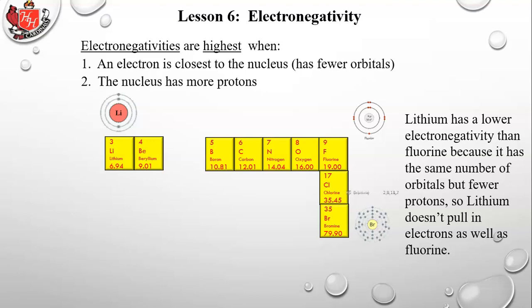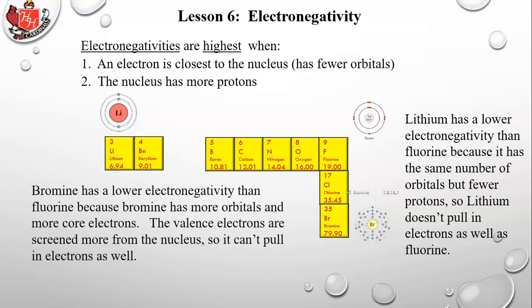So again, it doesn't have a lot of protons. Protons are what are going to pull in the electrons because protons are positive and the electrons are negative, but lithium doesn't have very many. It only has 3. Fluorine has a lot of protons, so it's much better at pulling in outside electrons into it.